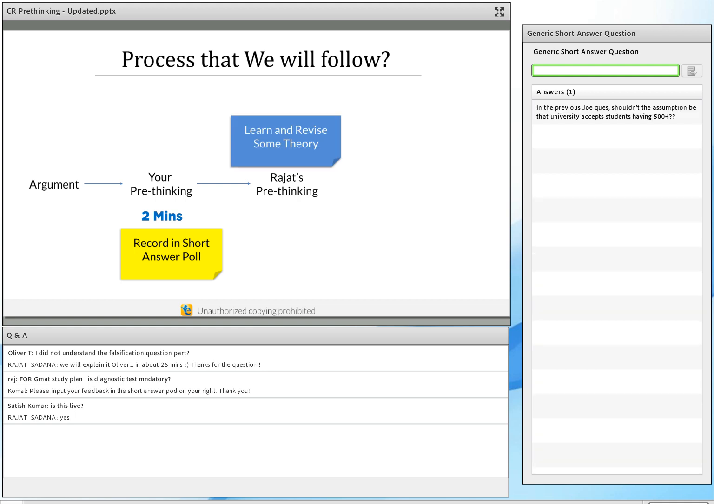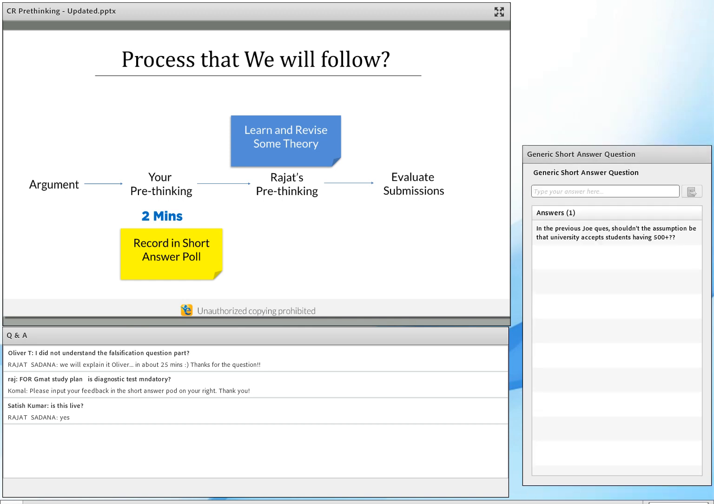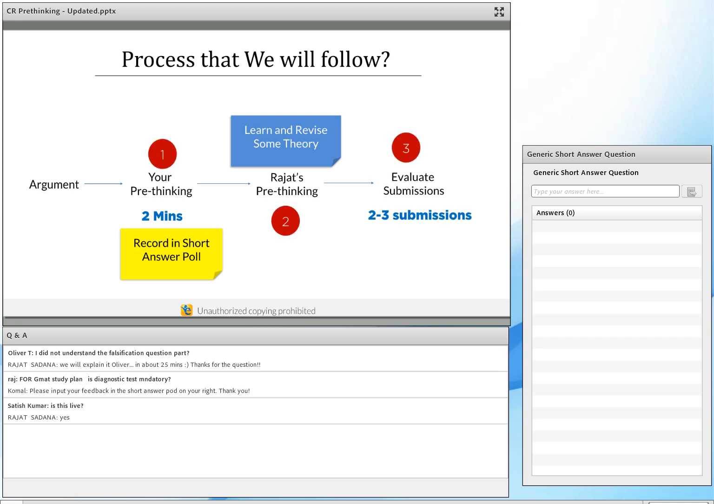To do this, we're also going to learn and revise some theory. And then you evaluate submissions. Let's see this question, Bhavya. The assumption that we gave and the assumption that you're stating are essentially rewords of one another. So yes. Just clear all answers over here. We'll do 2 to 3 submissions over here.